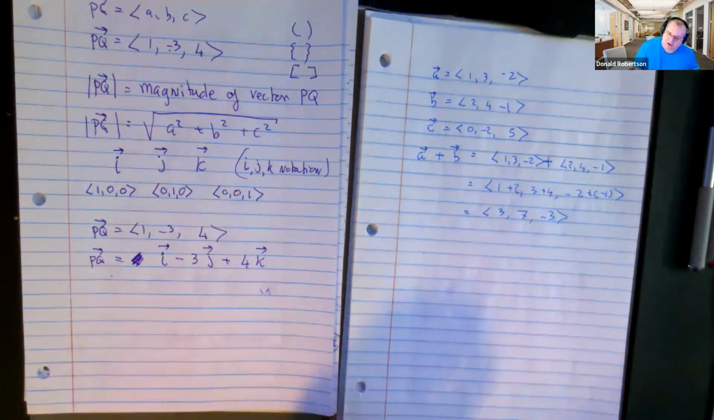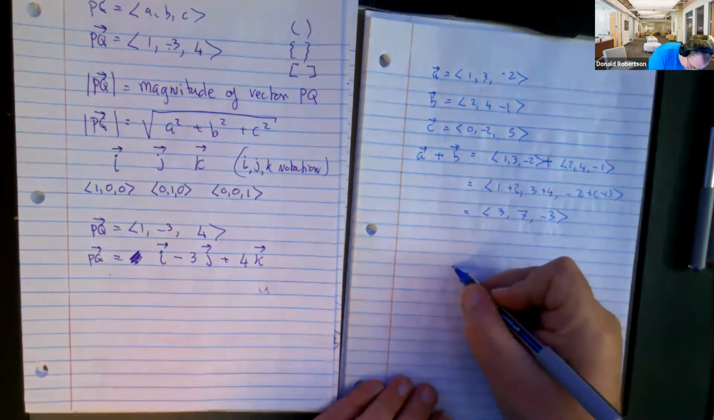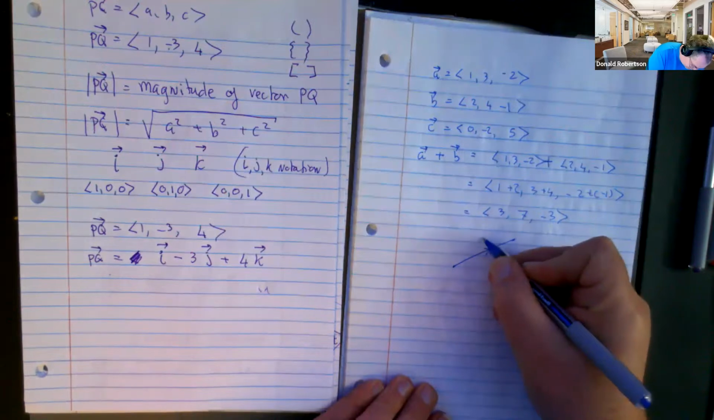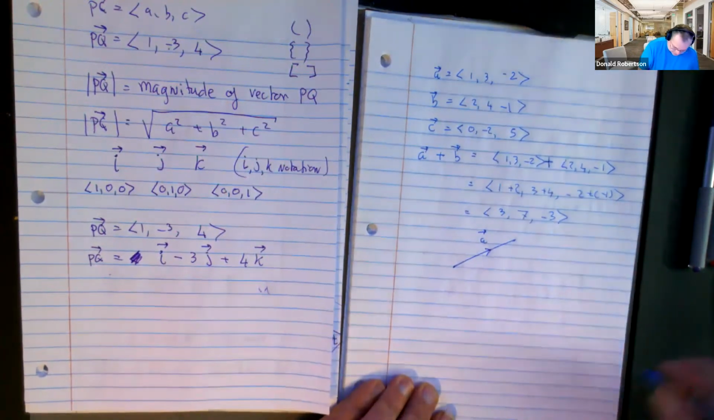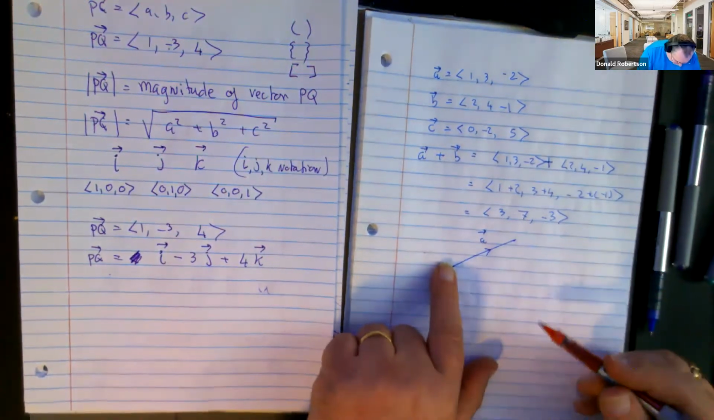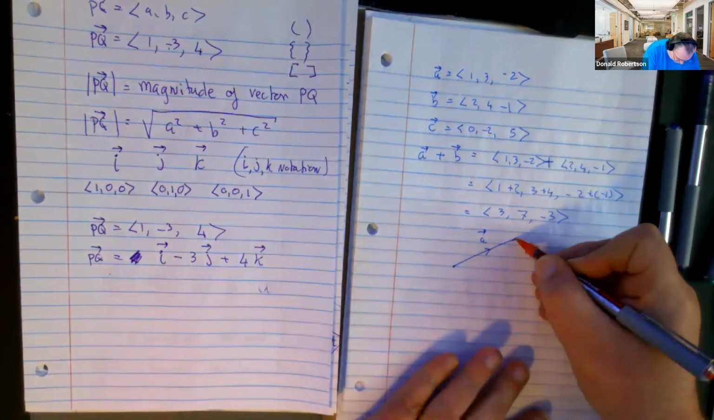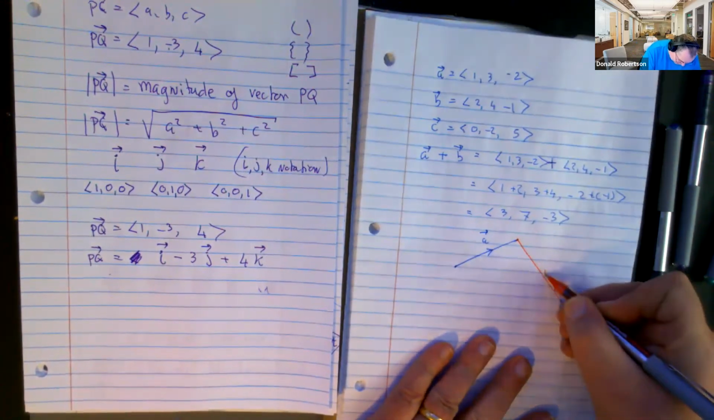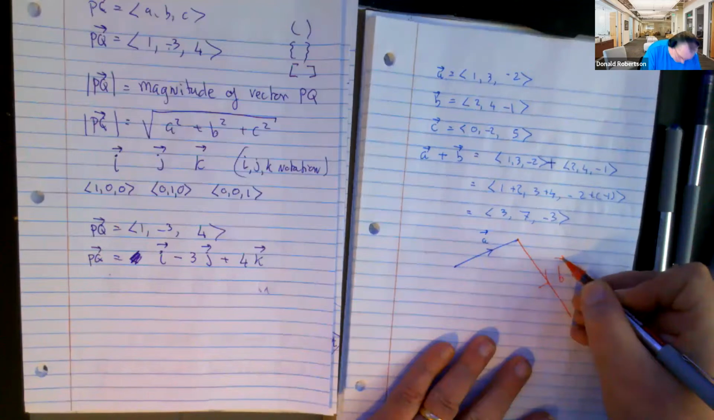Now, if you want to visualize what that's like, can you imagine in 3D, this is what the vector A looks like. It starts here and it finishes here. And where it finishes, you then do the vector B. Can you imagine that's what vector B looks like?